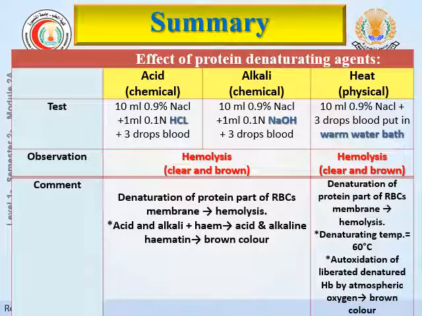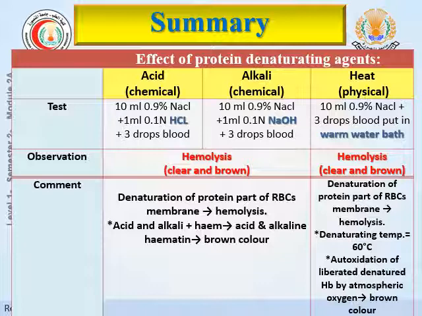Effect of protein denaturing agent. Protein denaturing agent like acid, alkali, or heat. In acid, we put 1 ml of 0.1 normal HCl. Alkali, 1 ml of 0.1 normal NaOH. In heat or physical agent, we put the sample in a warm water bath.